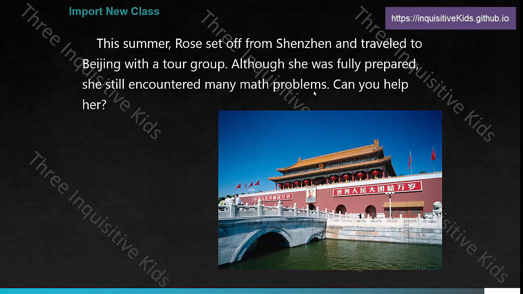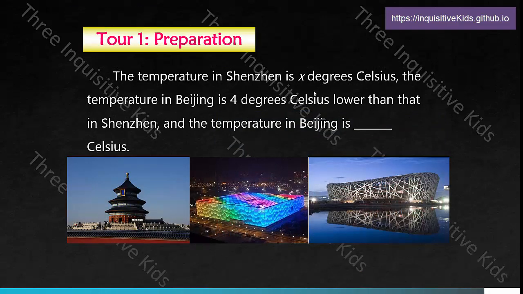So let's start off with a quick little exercise of Intro to Algebraic Expressions. This summer, Rose set off from Shenzhen and traveled to Beijing with a tour group. Although she was fully prepared, she still encountered many math problems. Can you help her out? Tour 1. Preparation. The temperature in Shenzhen is X degrees Celsius. The temperature in Beijing is 4 degrees Celsius lower than that in Shenzhen. And the temperature in Beijing is blank Celsius.